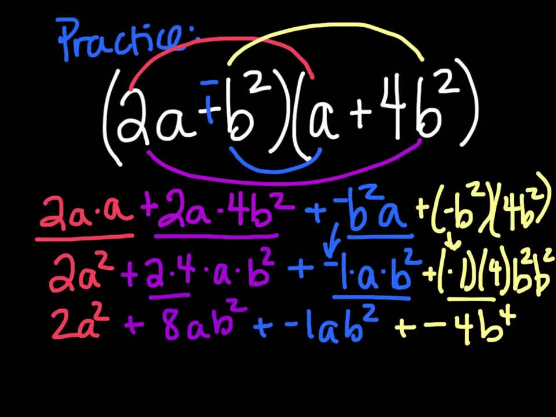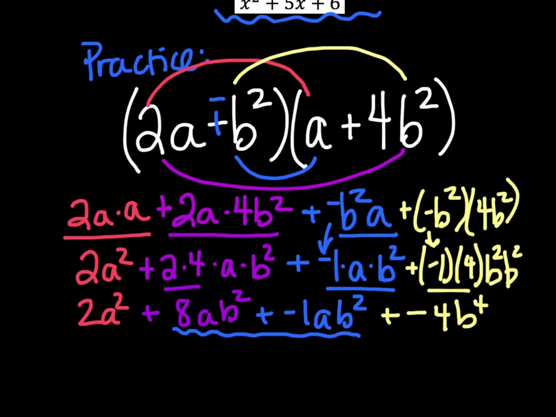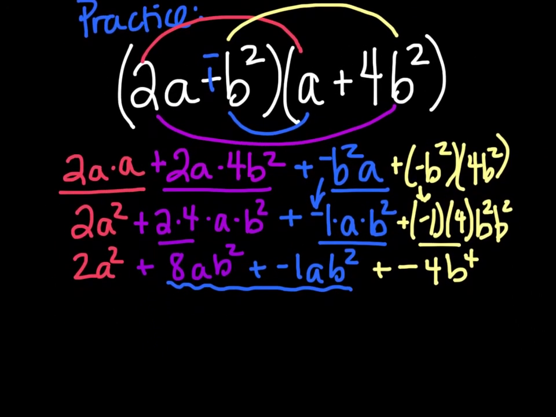Now, I think I'm almost done, but then I see these middle terms. This is going to happen often. It doesn't happen all the time, but it happens often. Sometimes these terms actually end up simplifying each other, which is pretty nice, and we can write them in a little simpler form. So let's write these terms in a nicer way: 8ab squared plus a -1ab squared.